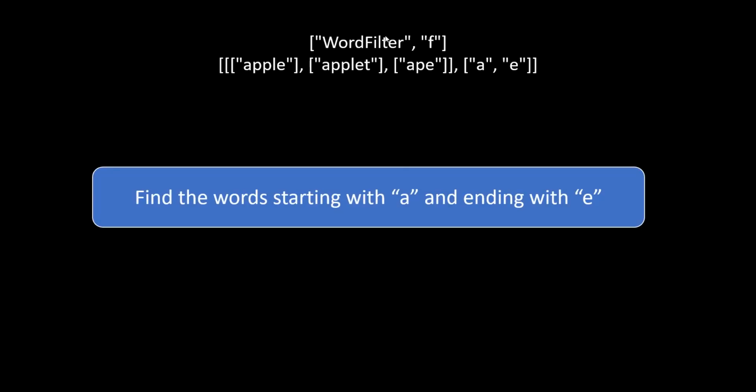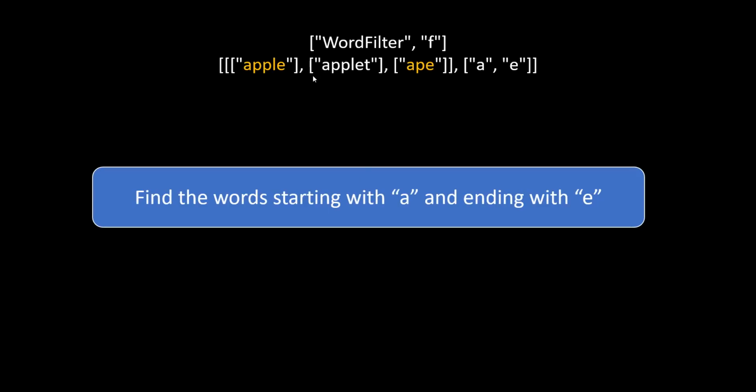Over here we are given the calls to word filter and then the function f, and in the word filter we are going to have these words as a dictionary, and the function has the two parameters, that is prefix and the suffix. So in this particular example we want to find the words that are starting with a, that is the given prefix, and ending with e, that is the suffix given in this particular call. And the dictionary that is given to us has three words: apple, applet and ape.